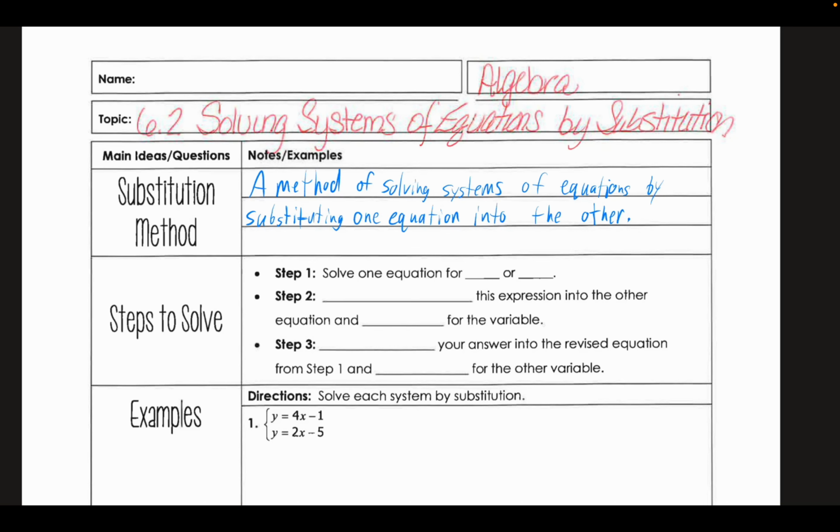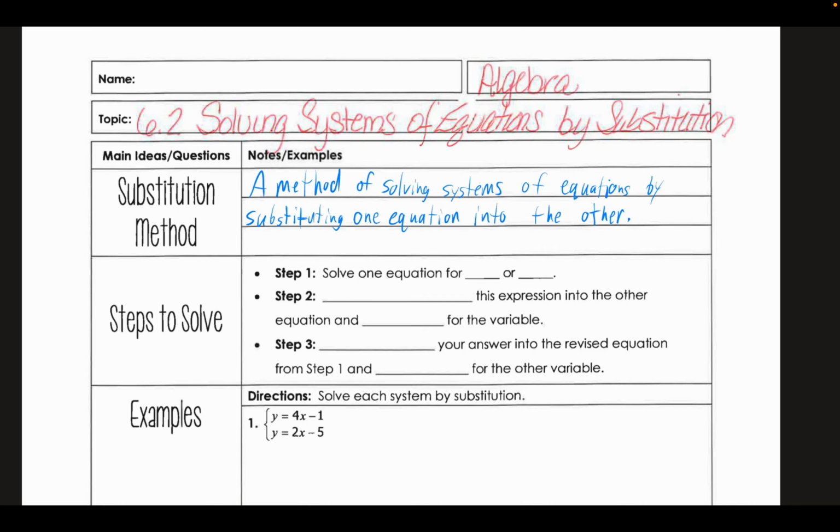Welcome everybody to Algebra 1, Section 6.2, Solving Systems of Equations by Substitution. So the substitution method, similar to the graphing method, will get you the point where two lines or linear equations intersect or meet. And it's also the value or ordered pair that is true for both equations.